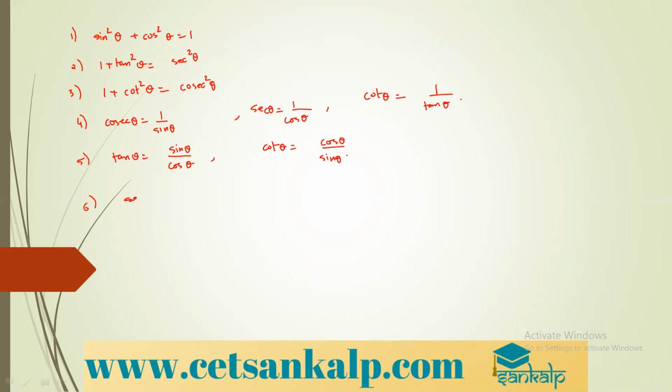The next is secant theta plus tan theta is 1 by secant theta minus tan theta. These identities only you can rearrange and form many more new formulas. Like cosecant theta plus cot theta equal to 1 by cosecant theta minus cot theta.